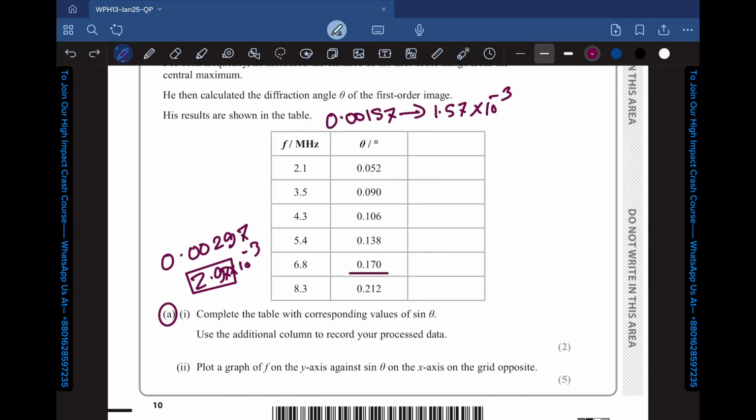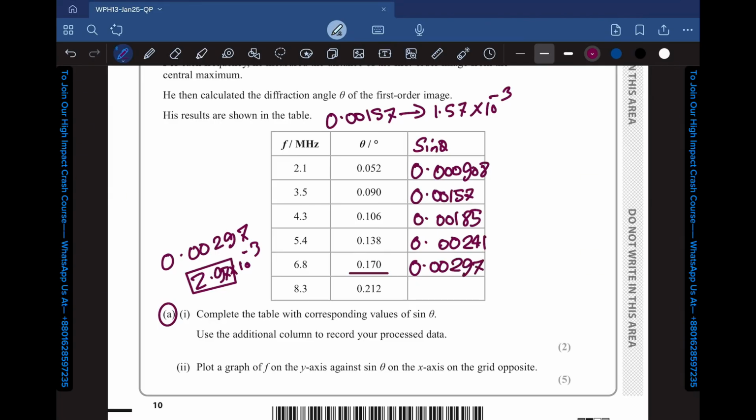So what we can do is write it like this: the sine theta values. For the sine theta, this value will be 0.000908. It will be 0.00157. It will be 0.00185. It will be 0.00241. It will be 0.00297, and it will be 0.00370. Now all these values are very small.